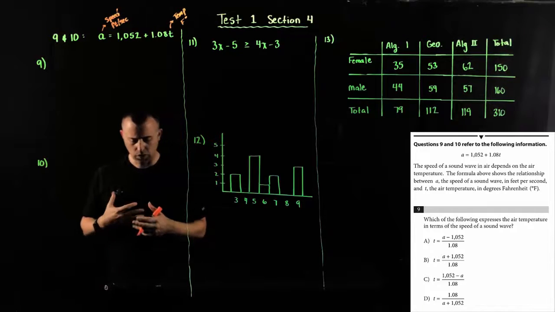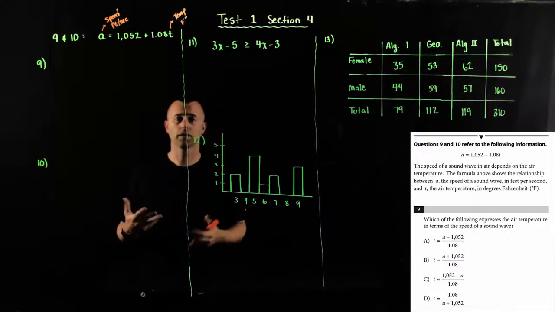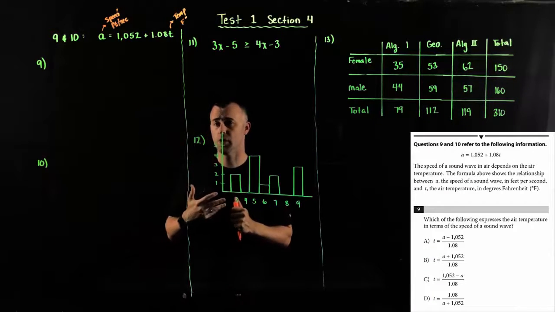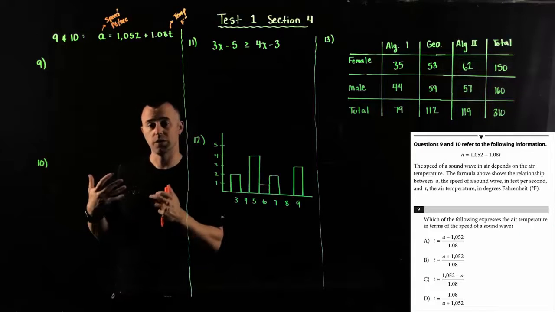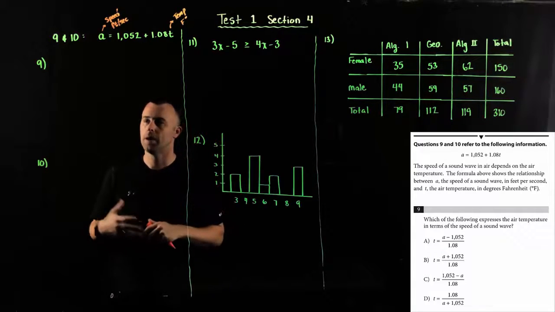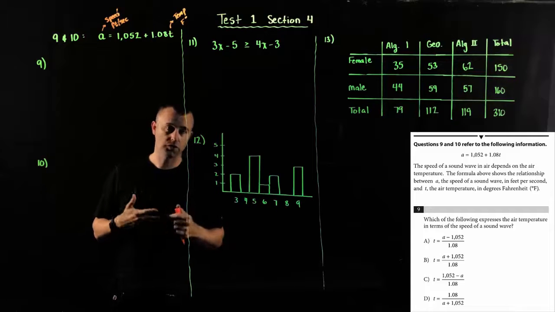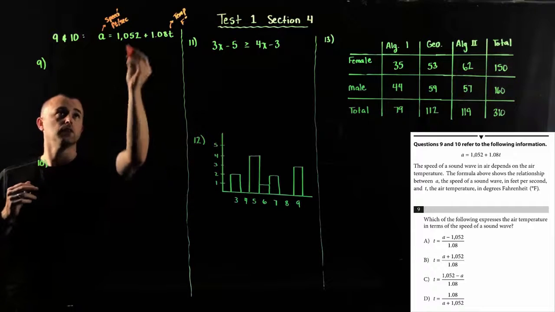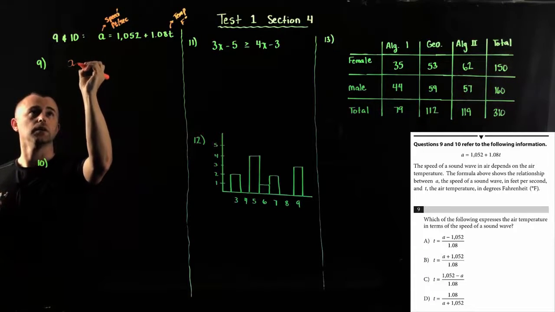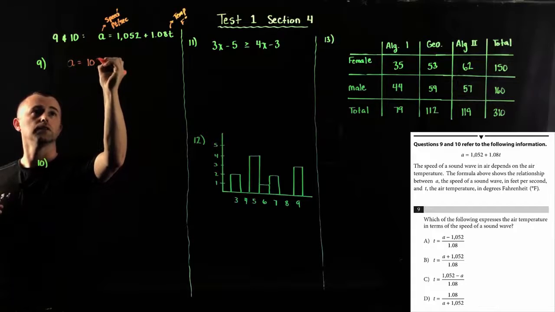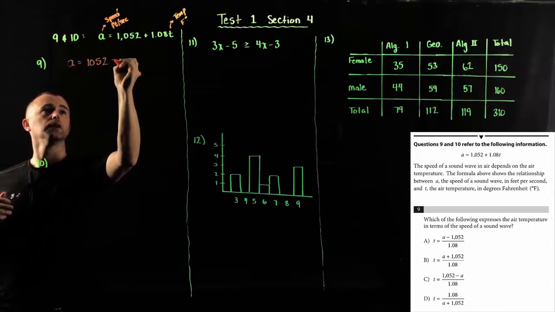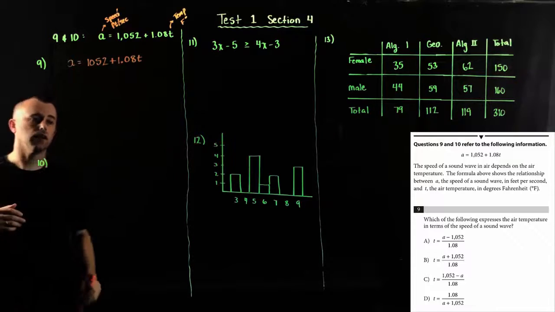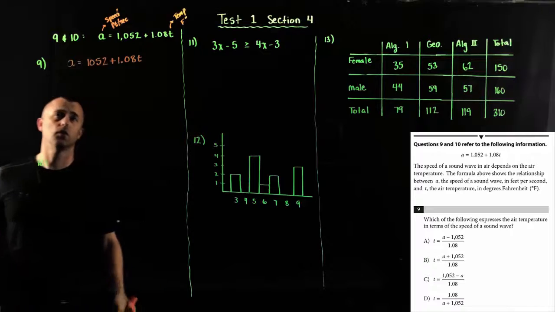So number 9 is one of these problems I really don't have to look at to understand what they're asking me to do. I just got to see the answers. And it's a literal equation, which means an equation that you solve for another variable, and I can tell by looking at the answer choices. You'll notice they're all solved for t. So that just means I'm going to take this equation and solve it for t. So if I copy it down, I have A equals 1052 plus 1.08t. And again, I'm going to go ahead and solve this for t.